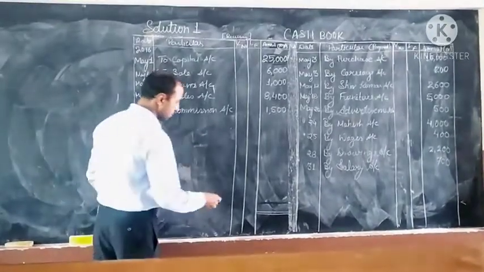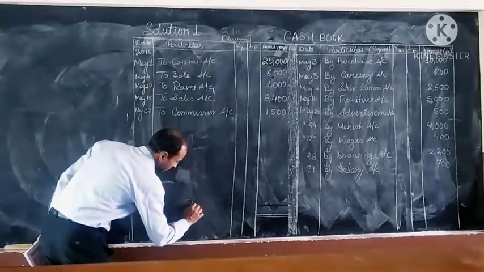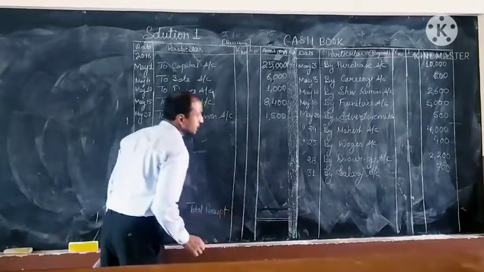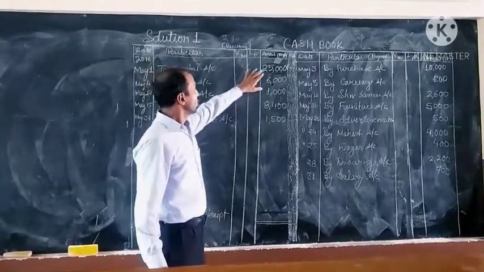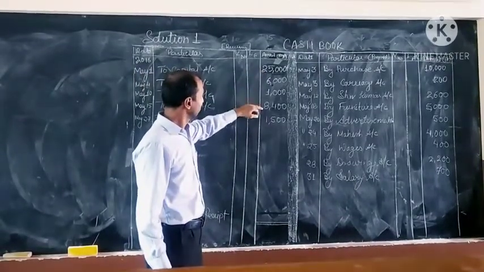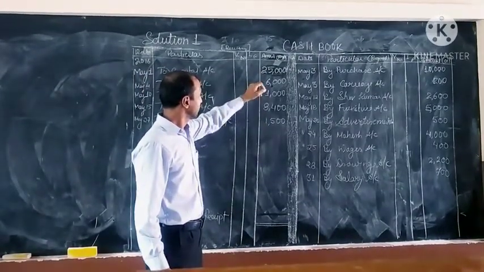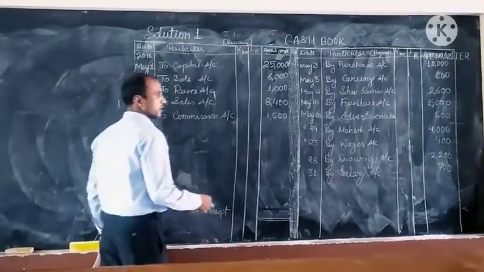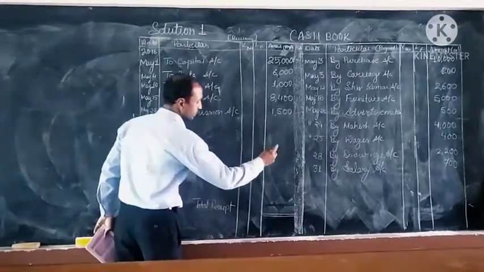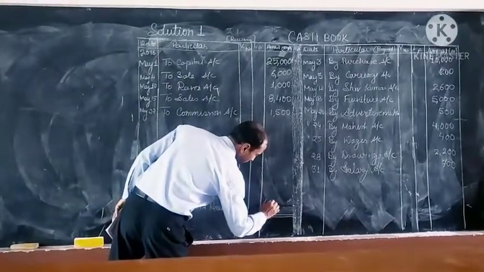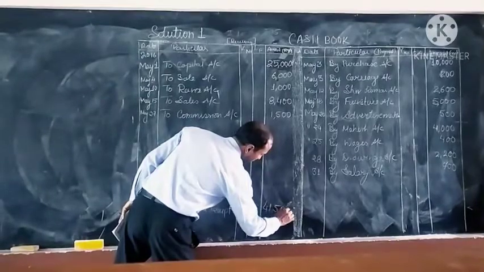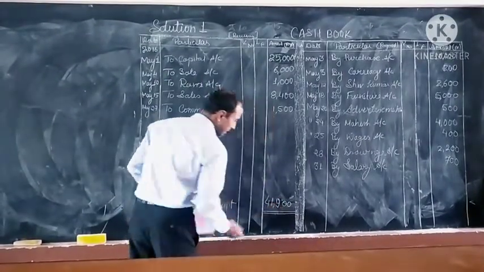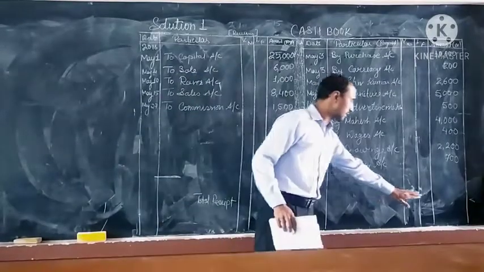What balance are you going to see here? So this is the total receipt we have here. Total receipt total. How much is it? Wait, let me add: 41,900. Okay, 41,900. The same amount you have to write here first.